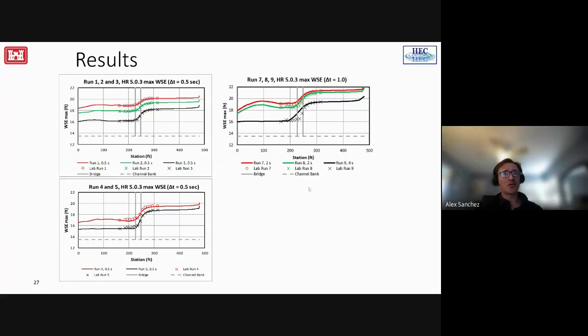All the other models were also run for this data set. SRH was run, and RAS compared pretty well to the other models as well.